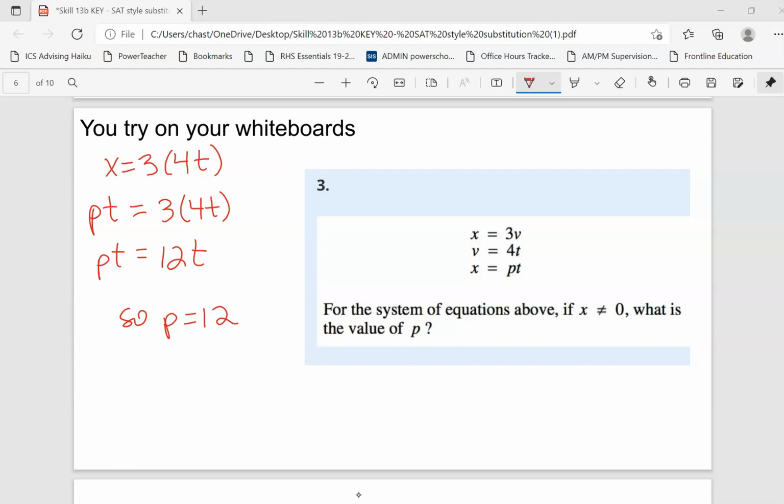What I did was I saw x equals 3v, but that v I know is the same as 4t, so I just replaced the v here with 4t. And then I know that x is also equal to pt, so I replace this x here with pt. So pt equals 3 times 4t, which means pt equals 12t. And because the p and the 12 have to be the same to make this equation work, we say p is 12.